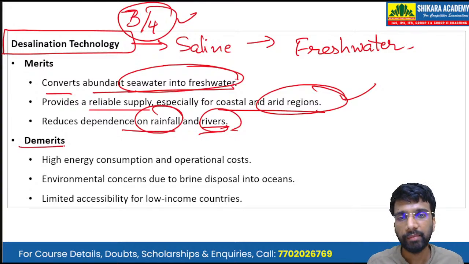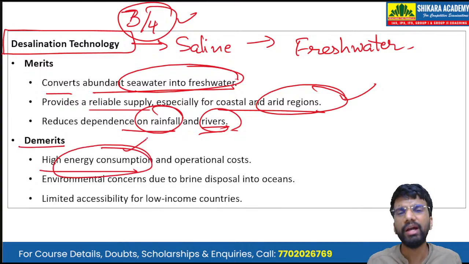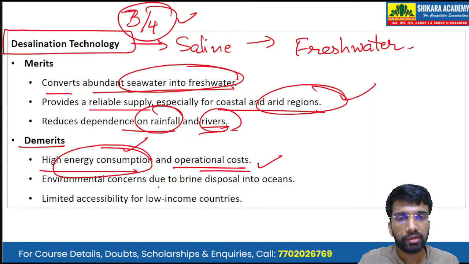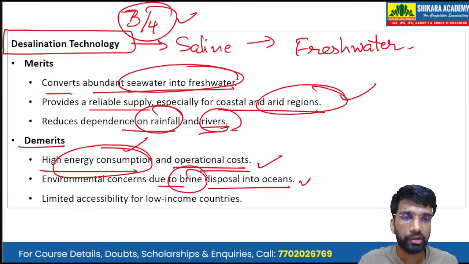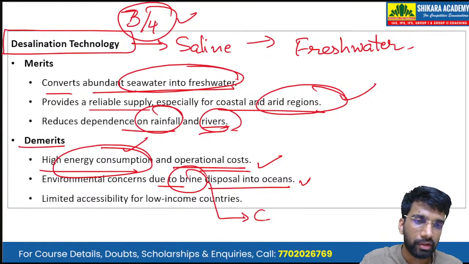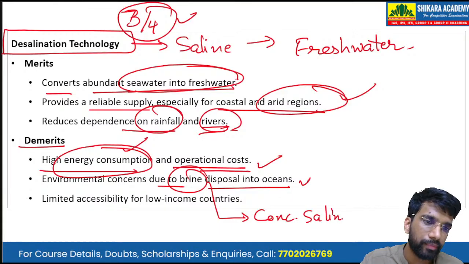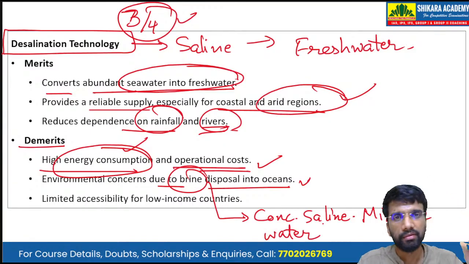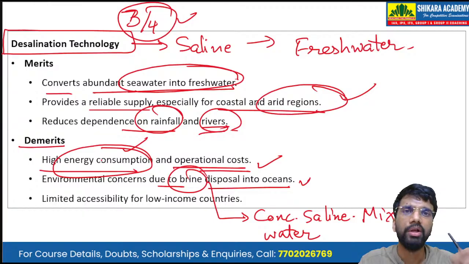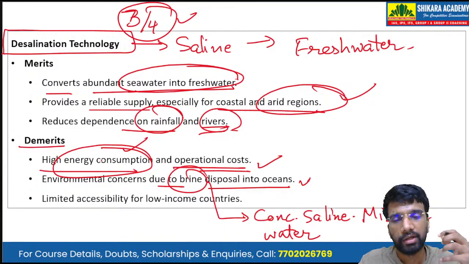Then the demerits: it is high energy consumption. Very high energy is used, and the operational costs are very high. There are environmental concerns due to brine disposal into the ocean. So, what is the brine? Brine is the thick concentration of the saline, the concentrated saline mixture or the leftover water that we get after the desalination. The industry releases this brine into the oceans, which further raises the environmental concerns.